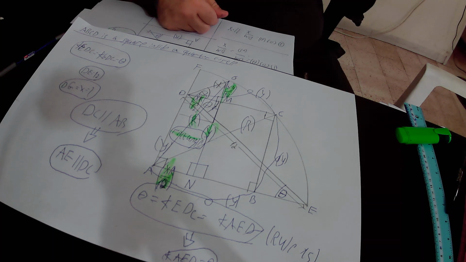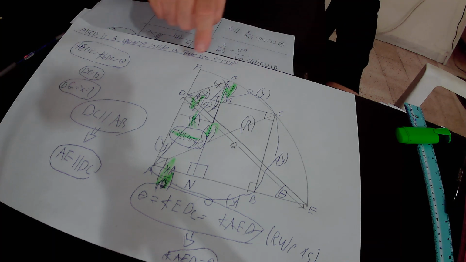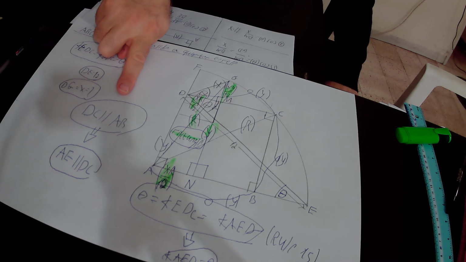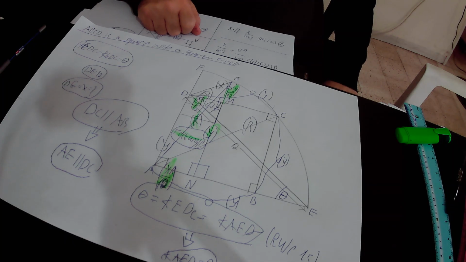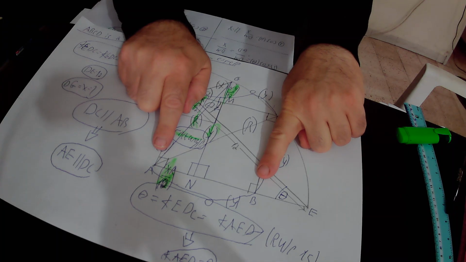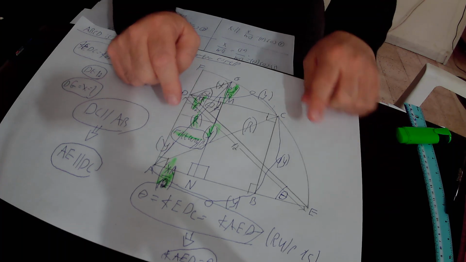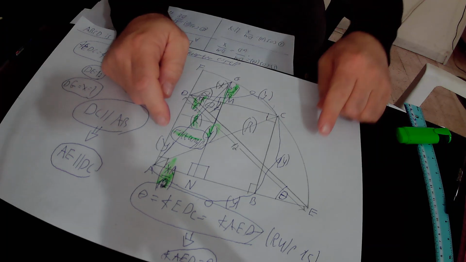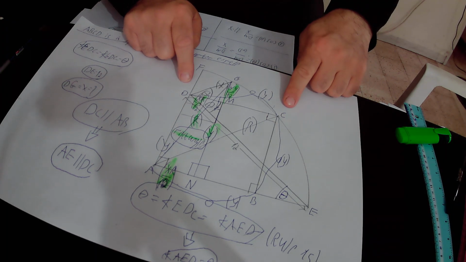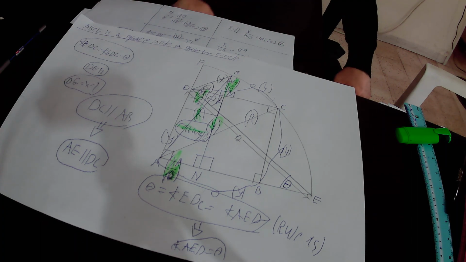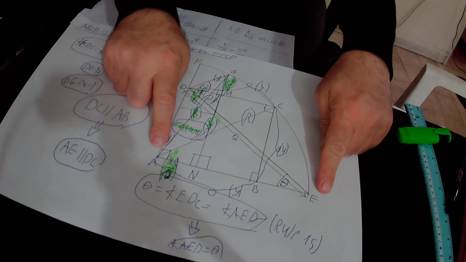So in square ABCD, side DC is parallel to side AB. But we know that side AB is part of the straight line AE. Again, side AB is part of the straight line AE and is parallel to DC. And you know that if a part of a straight line is parallel to another straight line, then the straight line itself, AE, must also be parallel to DC. And therefore, AE is also parallel to DC.